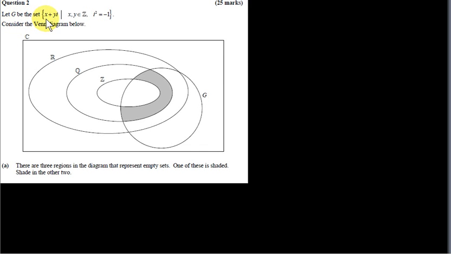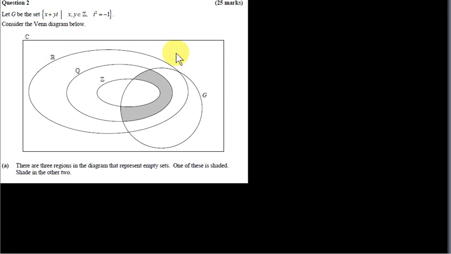Let G be the set x plus yi such that x and y are elements of Z, i squared is minus 1. Z is the set of all integers, that is positive and negative whole numbers, including 0. Consider the Venn diagram below.